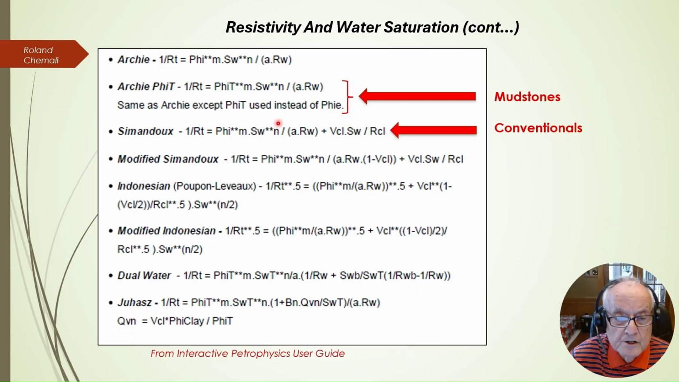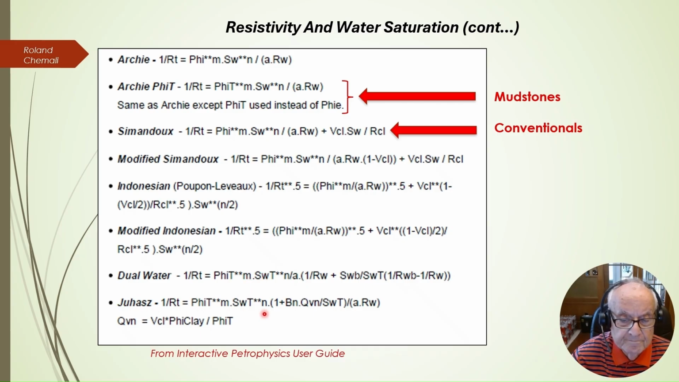So after Archie came Simandoux, who had a couple of equations, and then Poupon-Leveaux, who came up with other equations, the modified Indonesian, which was also a Poupon-Leveaux deal. The dual water was a type of equation invented by Clavier, Coates, and Dumanoir in the late 70s. I happen to have known all of these folks. I even worked for Chris Clavier for several years.